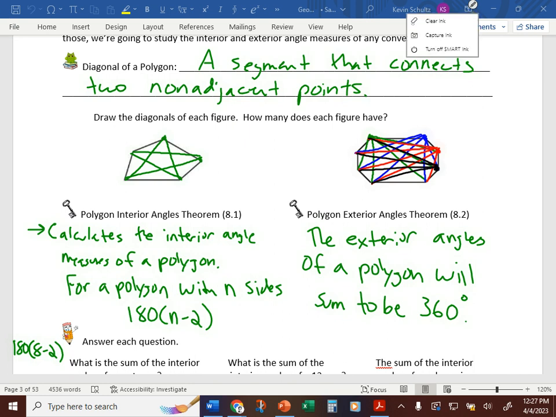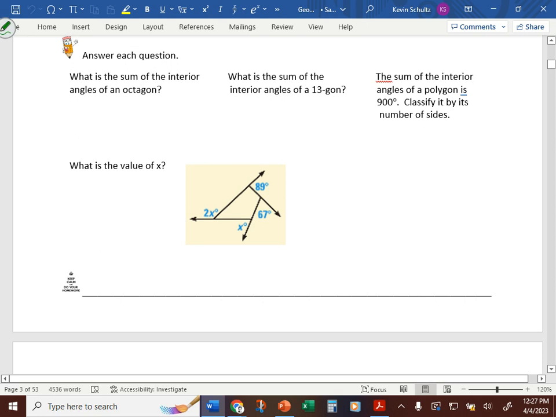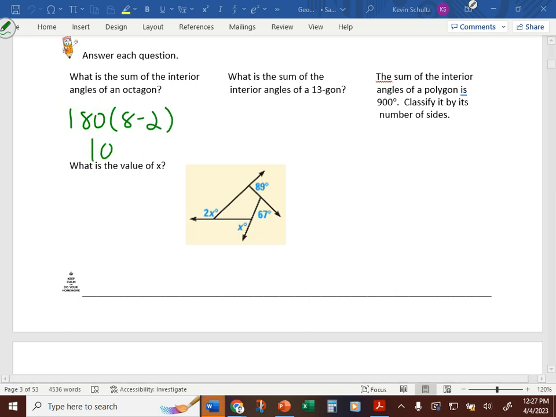Let's look at some examples here. What is the sum of the interior angles of an octagon? We already said that's an 8-sided shape. So 180 times 8 minus 2, or 180 times 6, is 1,080 degrees.